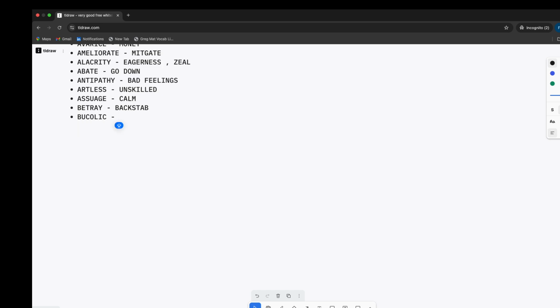Bucolic is like a very countryside view. So you can say countryside. Then you have bourgeois. Cacophonous is a very bad sound. Phonous is sound, right? So cacophonous is bad sound. Canonize is to recognize someone. Canon. Canonize is to recognize. Record.